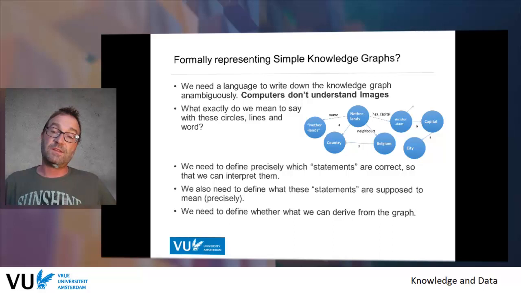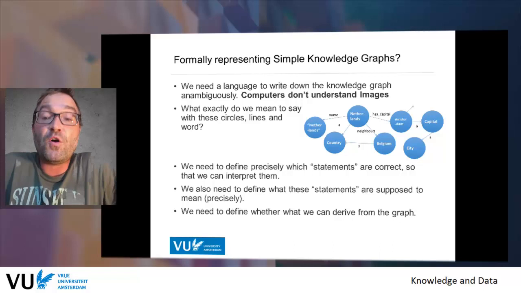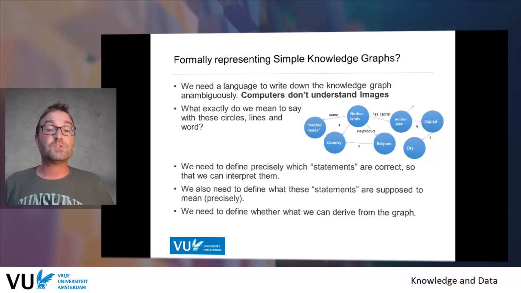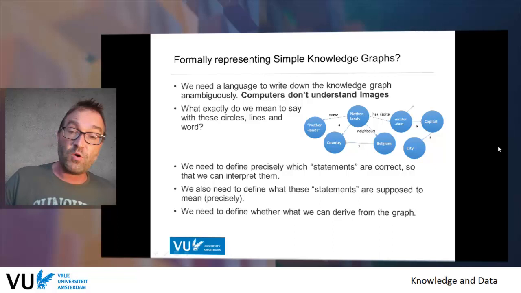We need first, of course, to say which of these statements are well-formed in the first place. And then we need to define what these statements are supposed to mean precisely. So not just that it's a bullet, it's some sort of circle, there's an arrow between these. What do we mean by this? We do all this, of course, because we want predictable inference. We want to make sure that whoever looks at this graph, we can derive the same facts.